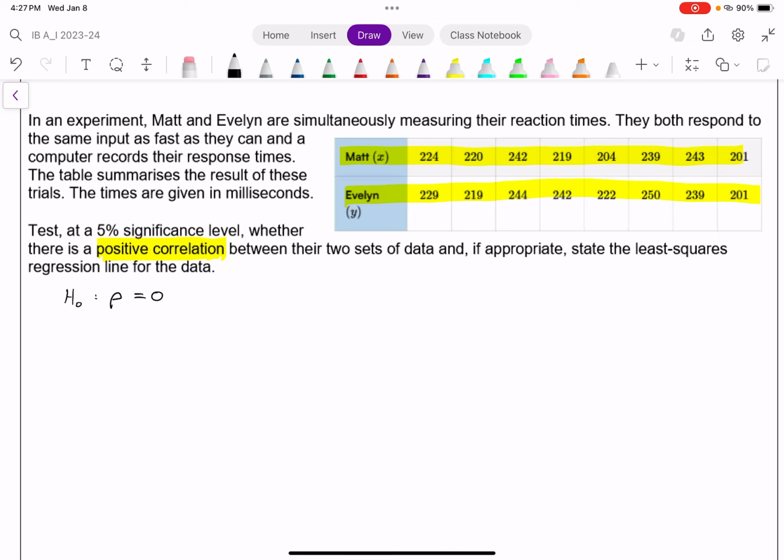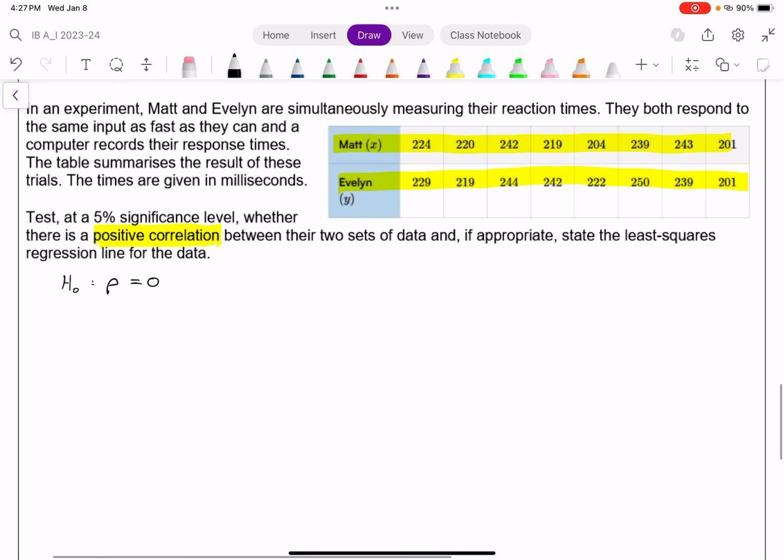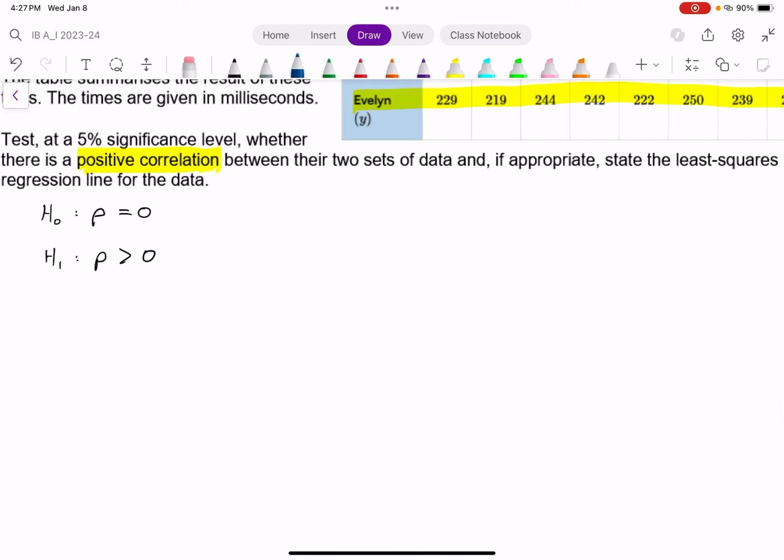So that's our null hypothesis: there is no correlation between this data. Our alternative hypothesis is that there is a positive correlation. Like I said, if you make a scatter plot of this, it does seem to have a positive correlation. So what's the probability that we would get a positive correlation if this actually has no correlation? Questions like this are where we want to use a linear regression t-test.